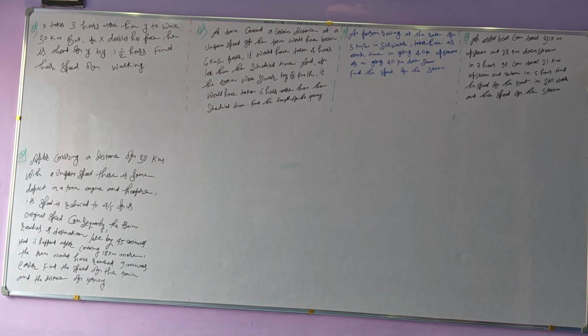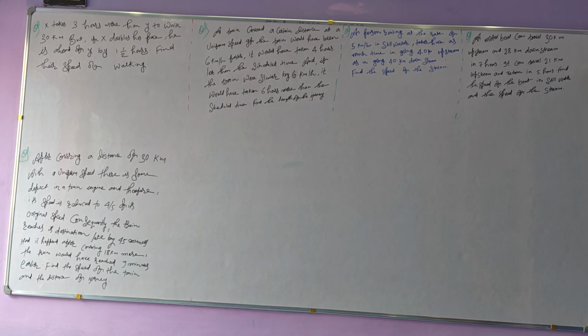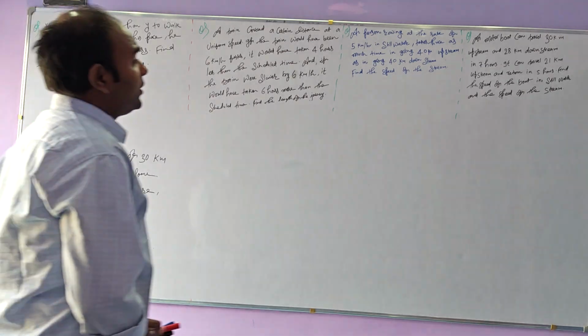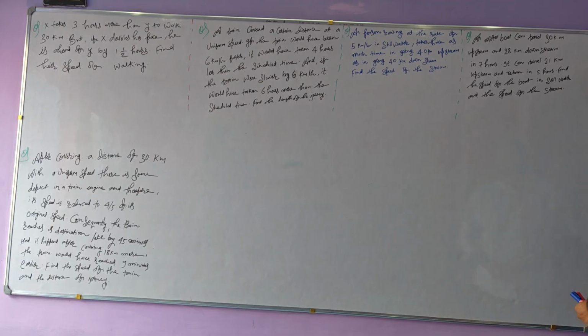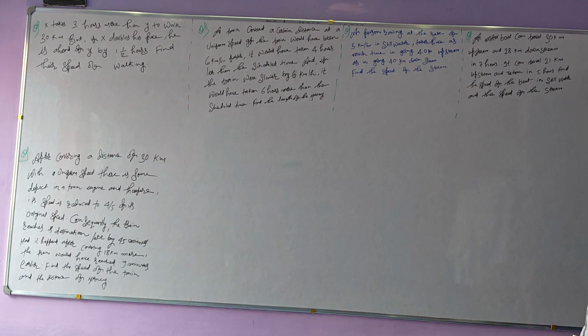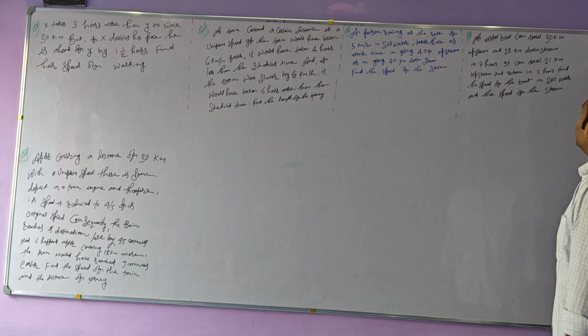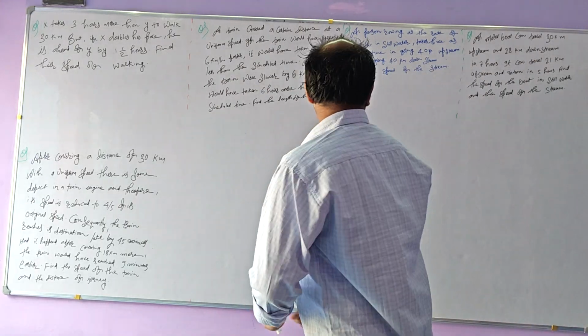Today we have five questions. The first one is: a motor boat can travel 30 km upstream and 28 km downstream in 7 hours. It can travel 21 km upstream and return in 5 hours. Find the speed of the boat in still water and the speed of the stream.